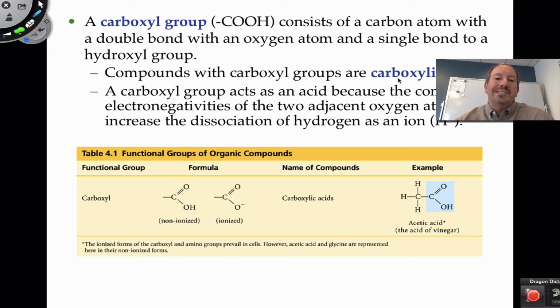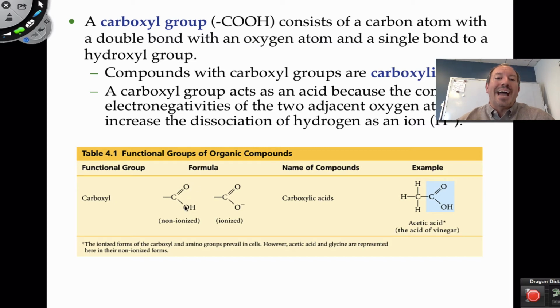So why is it considered to be an acid? Because check it out, over here, that's COOH. Do you see how it's COOH? It's not drawn exactly like that. It's the double bond oxygen with the OH. So all of this together is considered to be a carboxylic acid.